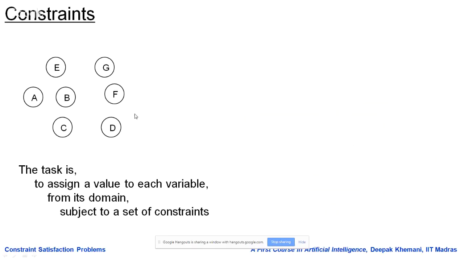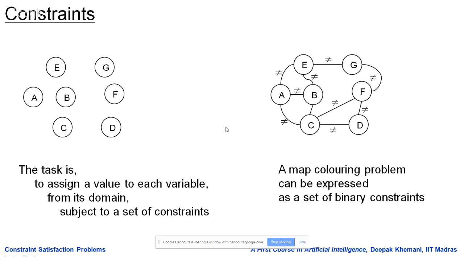Okay, so as I said, the task is to assign a value to each variable from its domain, subject to a set of constraints. In the map coloring problem, the constraints are that 2 regions which are next to each other must not have the same color. That is represented by the constraints on the right hand side that you see, which is a not equal to constraint, which basically means that the value of E should not be equal to the value of G, for example, or the value of E should not be equal to the value of B, and so on and so forth.